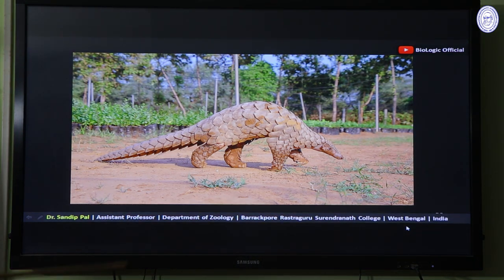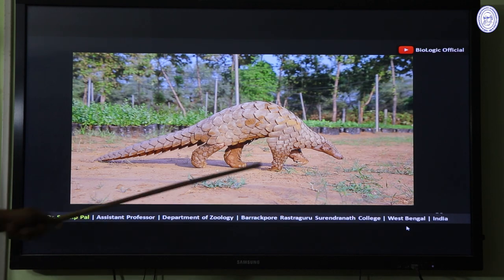This is pangolin, another type of anteater that is found in oriental realm. It is also called scaly anteater due to the presence of scales on their body. They are also endangered.